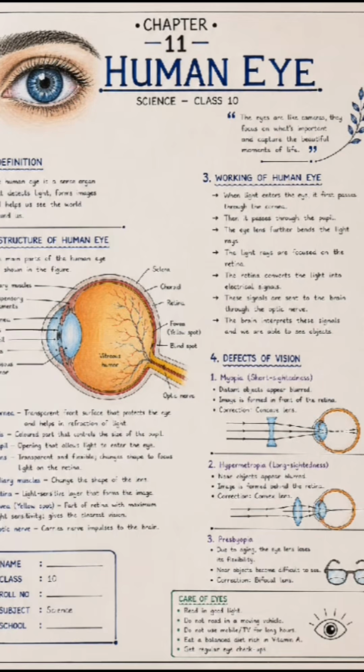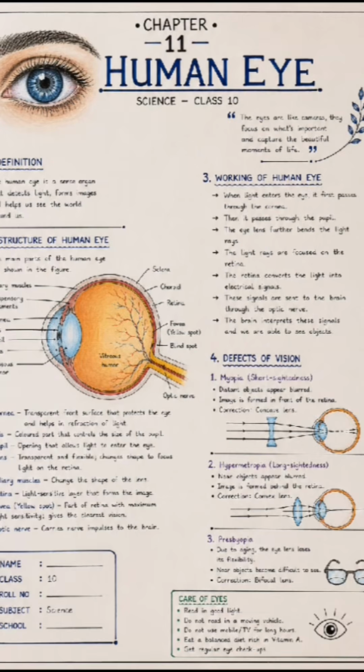6. Ciliary muscles. Attached to the eye lens. Change the shape and focal length of the lens. Help in accommodation. 7. Vitreous humor. Jelly-like transparent substance behind the lens. Maintains the shape of the eyeball.